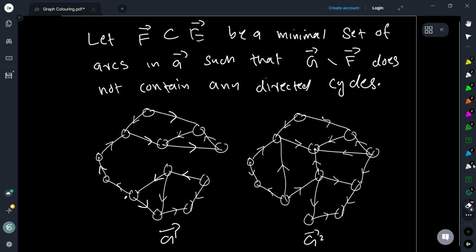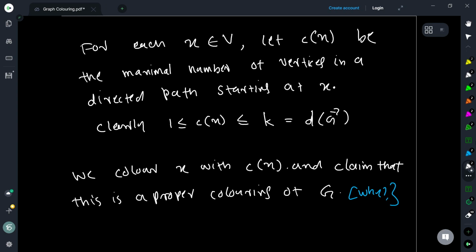Now what I do is, for every vertex, I look at the number of vertices in a directed path that starts from that vertex. For each vertex, I look at the longest directed path starting from that vertex and the number of its vertices. I define it as a function, let's say c. c of x is the maximal number of vertices in a directed path starting at the vertex x. And then I'm going to color the vertex x with this parameter. I mean, not the length, the length plus 1 actually. This is the maximal number of vertices.